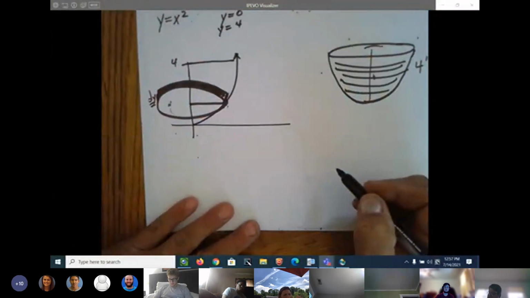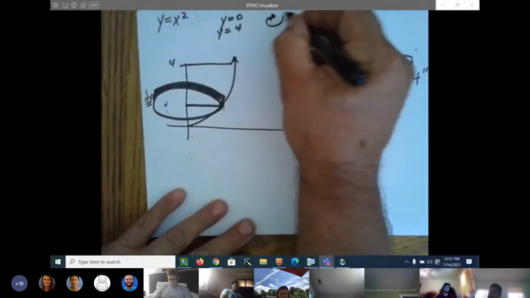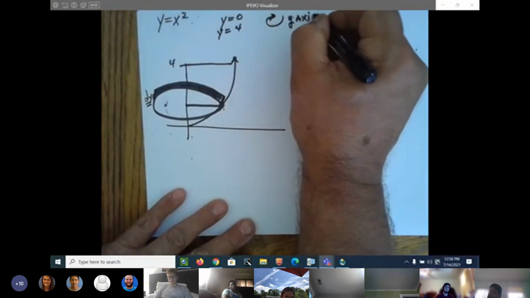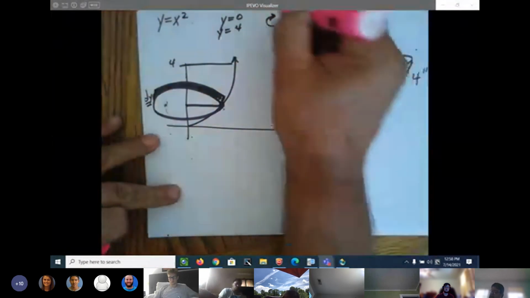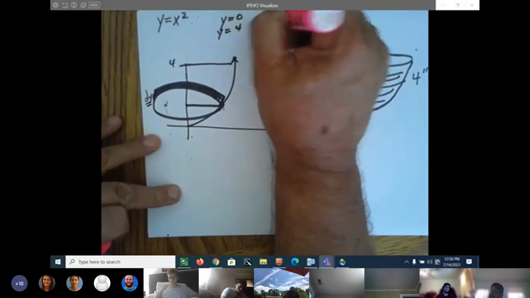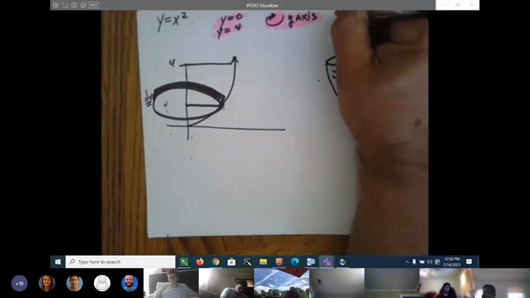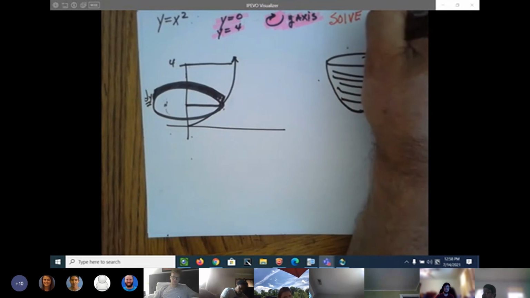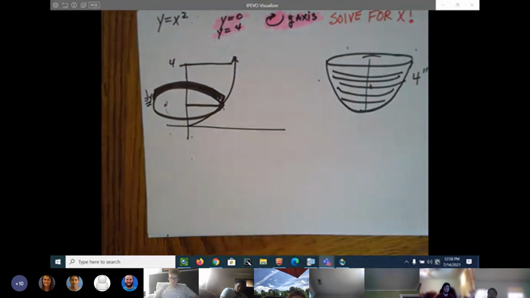All right, so it's 4 inches tall, and it's around the y-axis. So I'm going to highlight that y-axis again in pink, and you need to put something in red right beside it. Take my red pen and put in big letters, solve for what? Solve for x. You got to have your formula in terms of y.